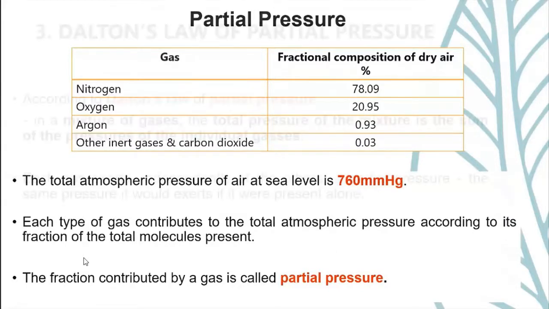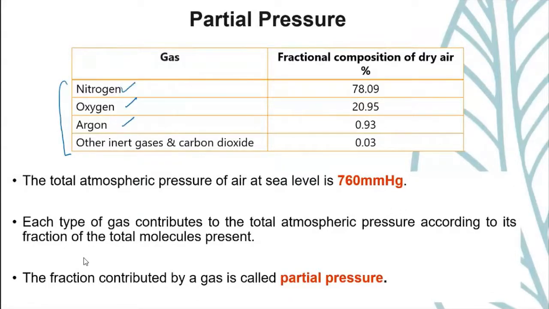So next, partial pressure. Okay, so these are the components of gases in the atmosphere. The gases that are present in the atmosphere are nitrogen, oxygen, argon, and also other inert gases and carbon dioxide. The percentage for nitrogen in the atmosphere is 78.09%. Okay, oxygen 20.95%, argon 0.93%, and inert gases and also carbon dioxide is 0.03%. Okay, ini percentage of these gases in the atmosphere.